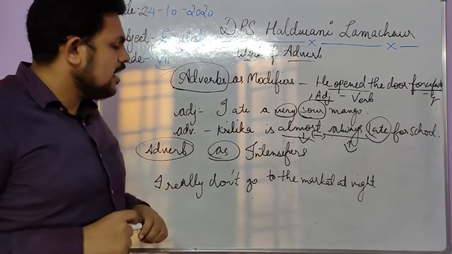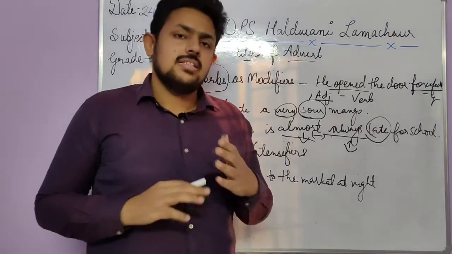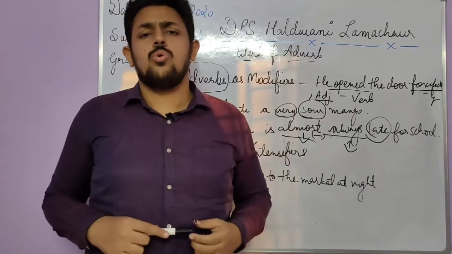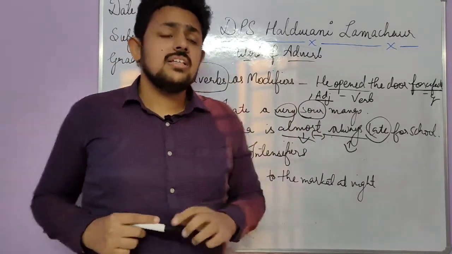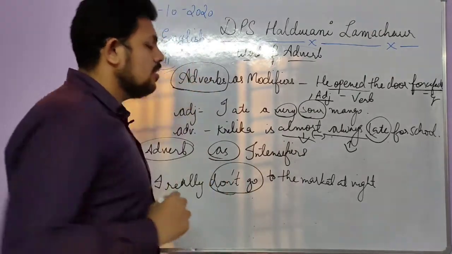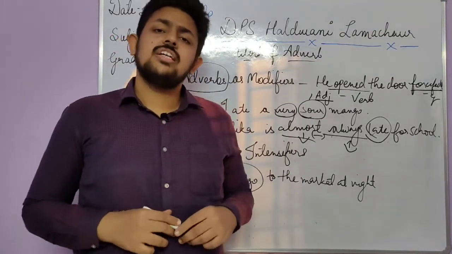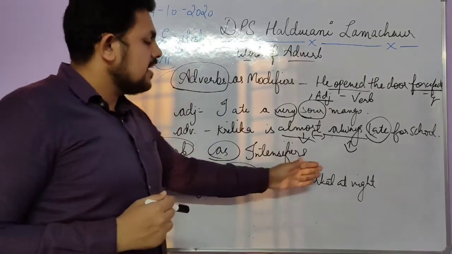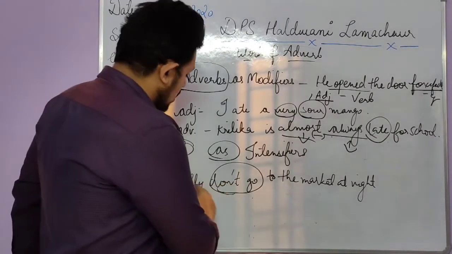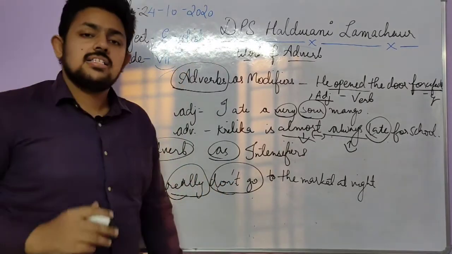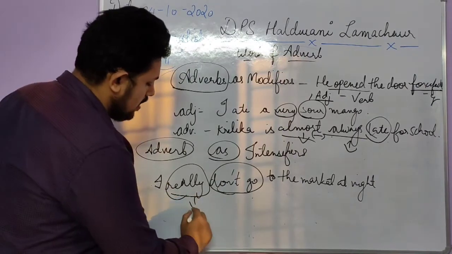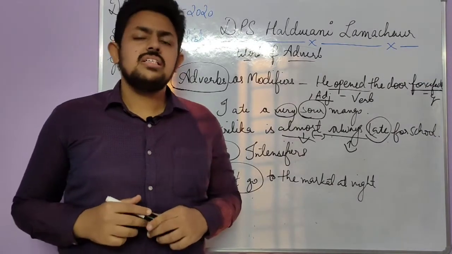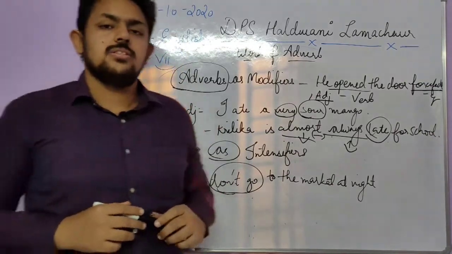How? See, I don't go to the market at night. This is a simple statement. I don't go to the market at night, but I really don't go. When I say "really", I am forcing that I really don't go to the market at night. It is not that someday I will go or someday I am going. I really don't go to the market at night. So this is working as an intensifier, as an emphasizer. The adverb "really". So "really", "literally", all these are intensifiers.